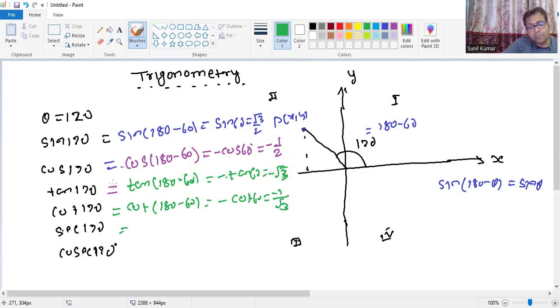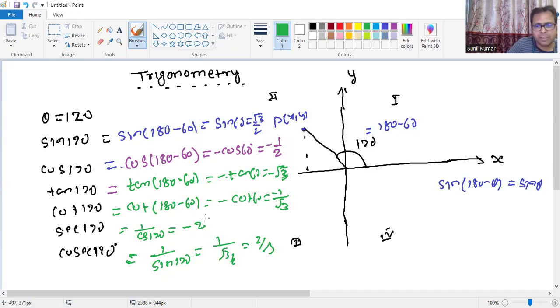Similarly, sec 120 is equivalent to 1 by cos 120, and cos 120 we have as minus 1 by 2, so it will become minus 2. And cosec is the reverse of the sine, so we can write cosec 120 as 1 by sine 120. This we can also write as 1 by root 3 by 2, that is 2 by root 3. So if you have a theta, we can find all these values like that. Similarly, if you have any other theta value, we can use the same concept.